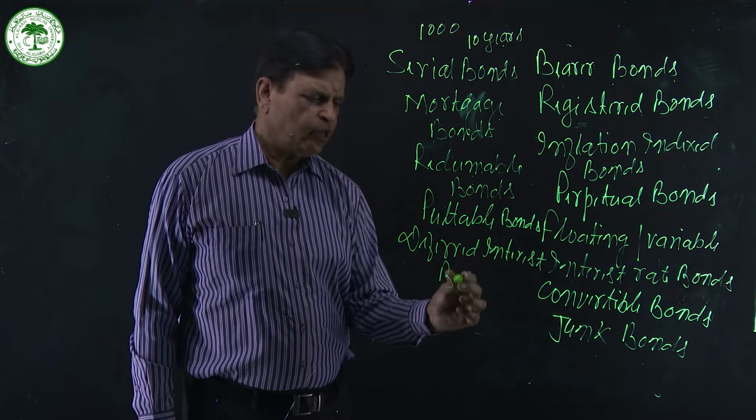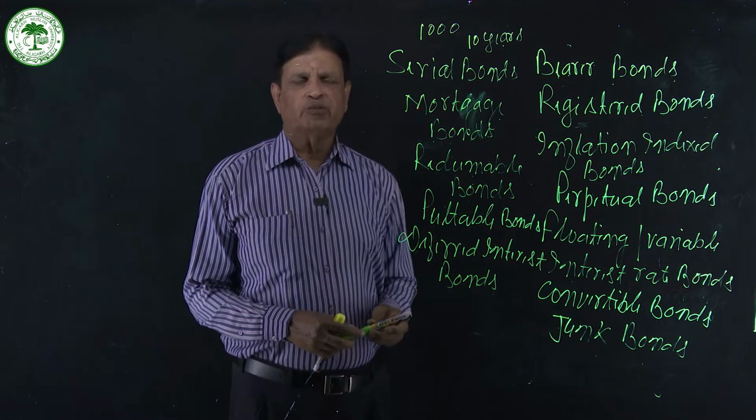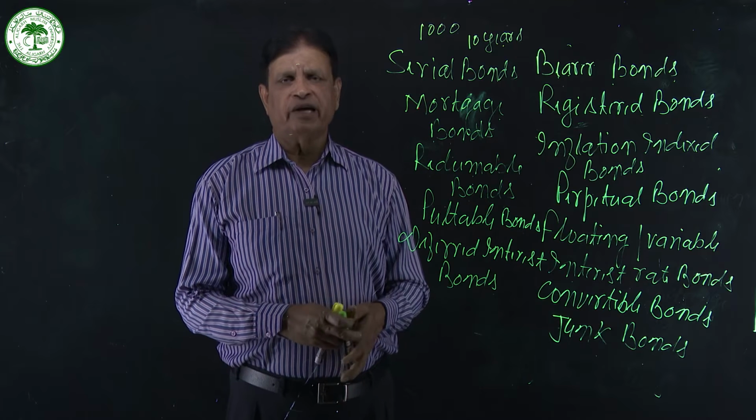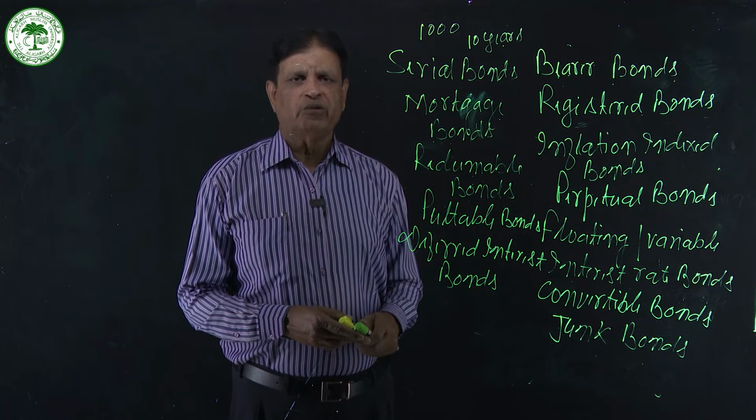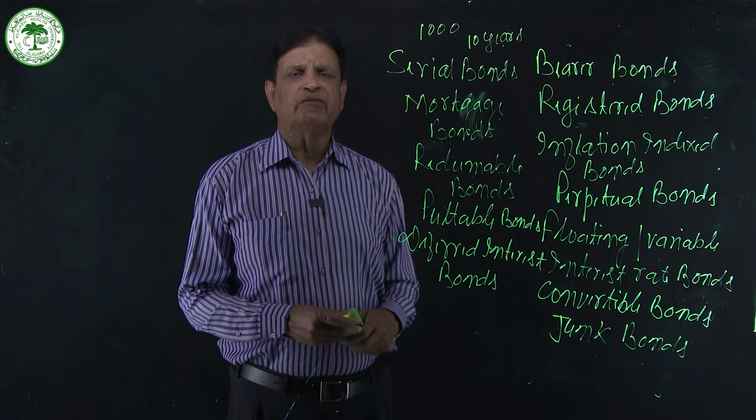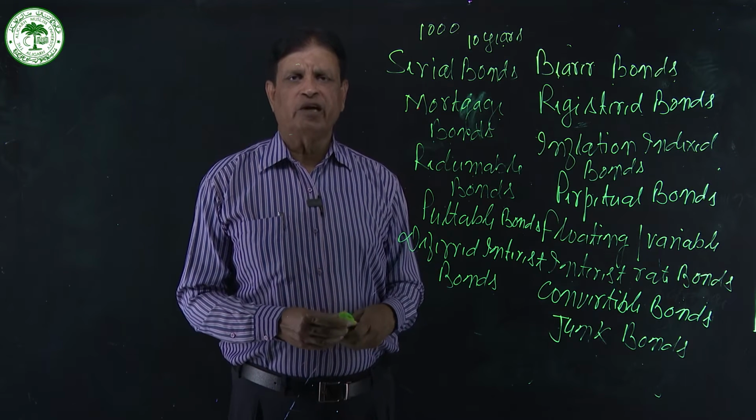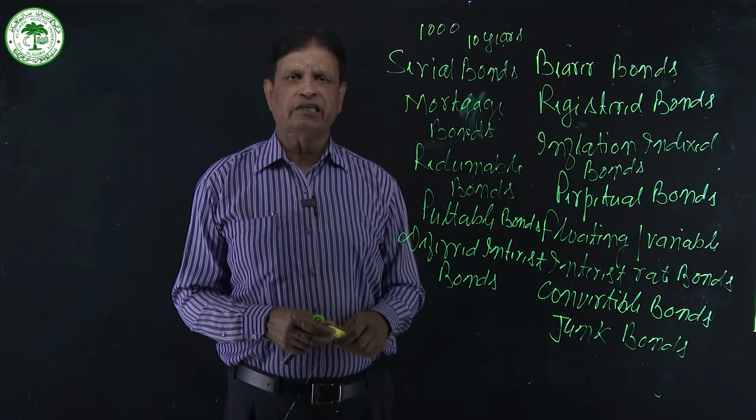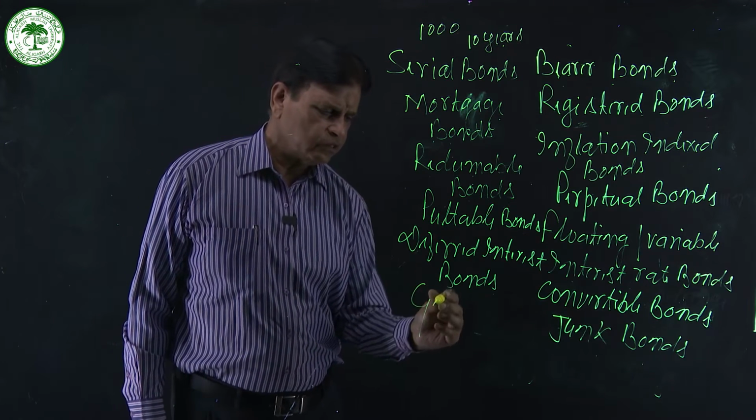Deferred interest bonds. Deferred interest bonds are those bonds where the interest payment is deferred. That is, for a certain year it will not be paid, and when the money is available then it will be paid. So interest will not be paid regularly, rather it will be deferred for a certain period, and after that interest will be paid. Then we have guaranteed bond.